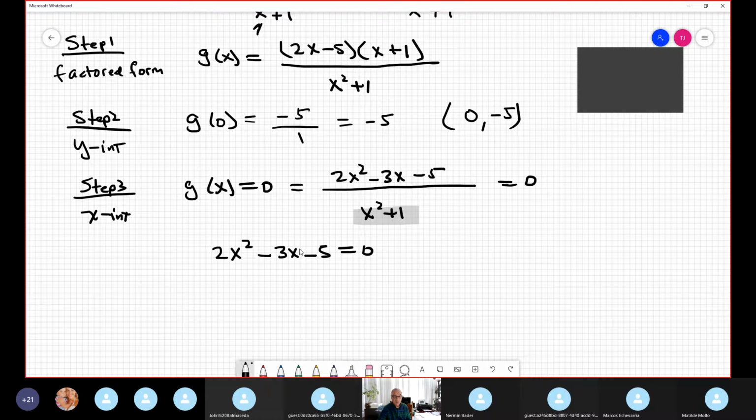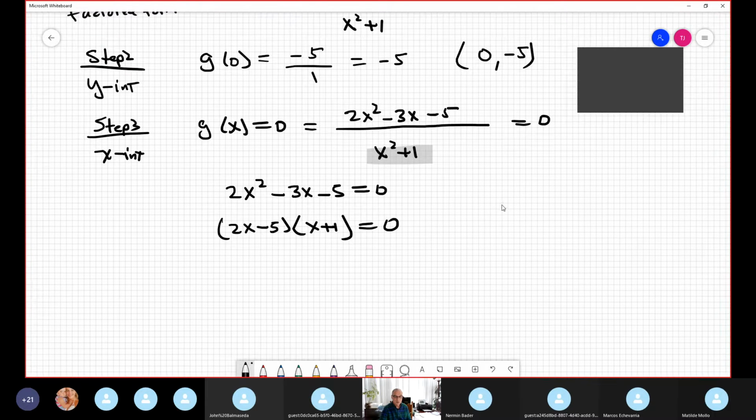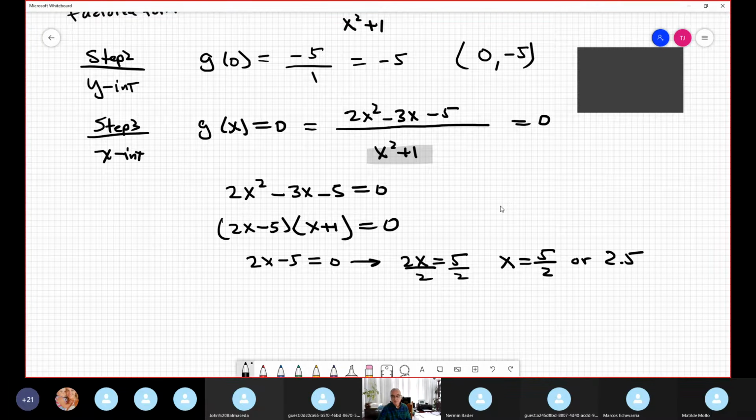But I did the factorization before: 2x minus 5 times x plus 1. I take advantage of it, this is good, because I separate into pieces. 2x minus 5 equals 0, 2x equals 5, x equals 5 divided by 2. Or in decimal, 2.5. Okay, this is the x-intercept. The x-intercept is (2.5, 0).